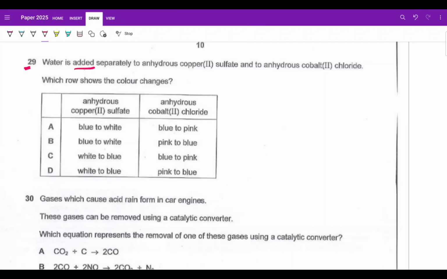Water is added separately to anhydrous copper sulfate and to anhydrous cobalt chloride. Which row shows the color change? When we add water to anhydrous copper sulfate, it converts to hydrated CuSO4.5H2O, which is blue in color. Whereas when we add water to anhydrous cobalt chloride, it turns from blue to pink. It shows a pink color.